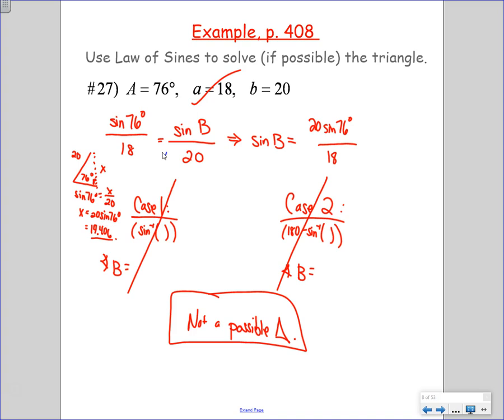Did the math tell you that? Did the formula tell you that? You plugged in and what did you get? Nothing. Error. And what's 180 minus error? It's still an error. No cases work. Not a possible triangle.